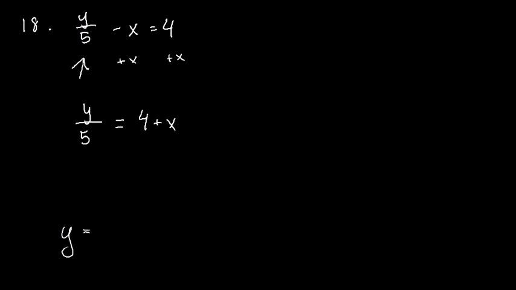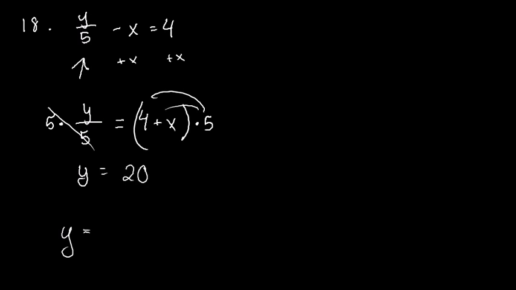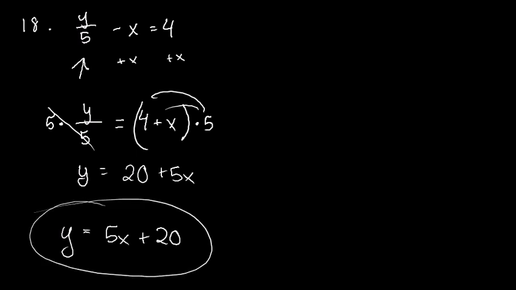Now I'm currently dividing by 5. In order to undo that division, I'm going to multiply each side by 5. I have to do that to the entire side. The entire side. So these cancel out and I get y equals, and then I need to use my distributive property. So I get 20, 5 times 4 is 20, plus 5x. You can leave it like that, or using your commutative property, you can give me 5x plus 20. Either are acceptable.